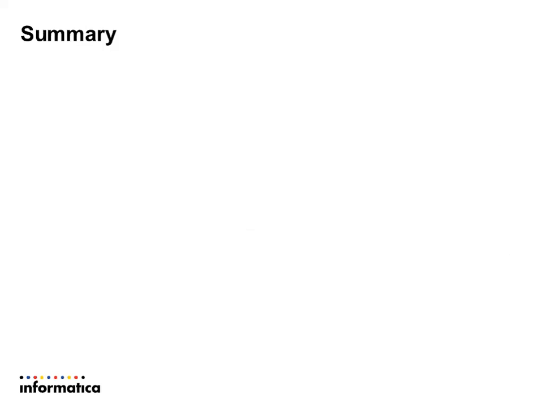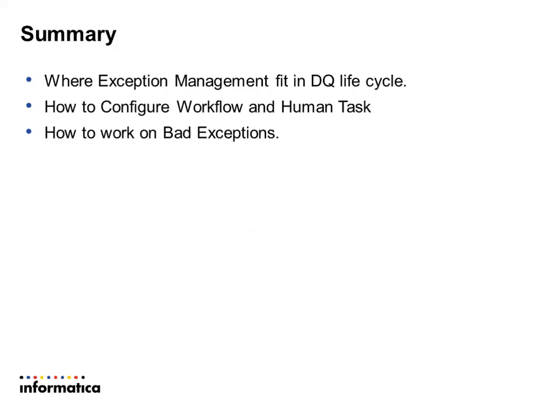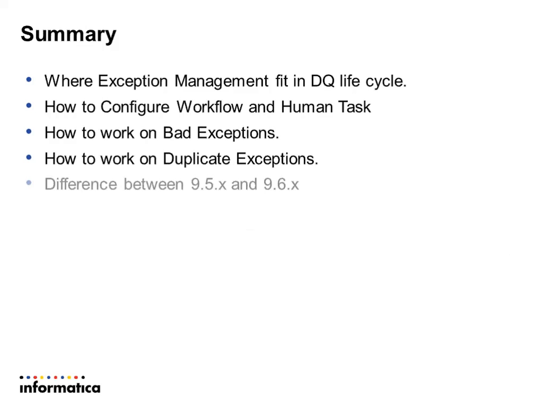And the summary: we have seen where exception management fits in the data quality lifecycle. We have also seen the configurations that we need to perform on a workflow and the human task. So we know how the bad record exceptions are handled by the data steward and the reviewer, and similarly the duplicate exceptions. And we have also seen the differences between 9.5x and 9.6x.